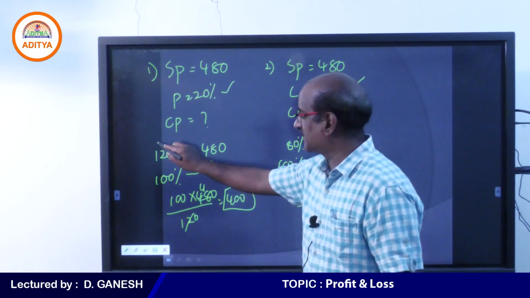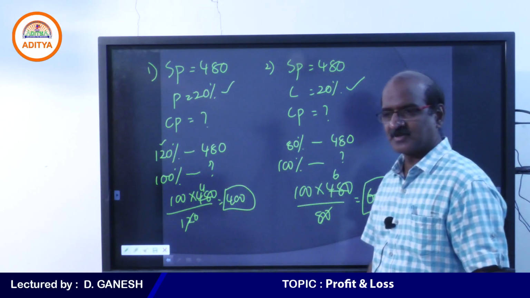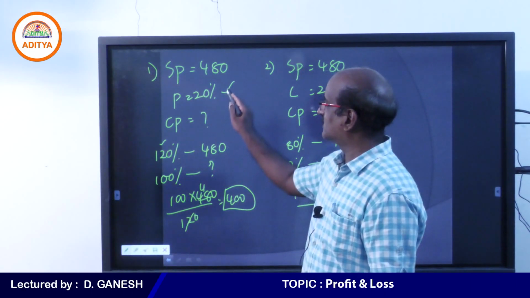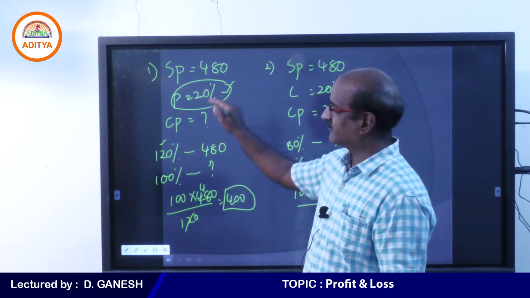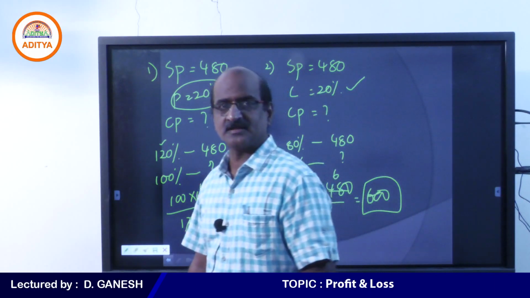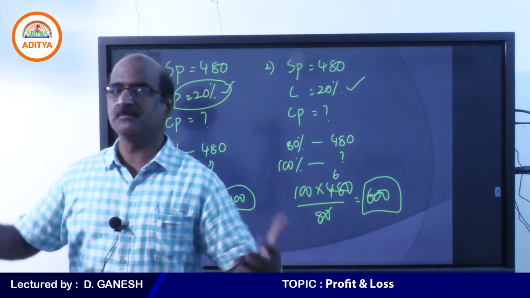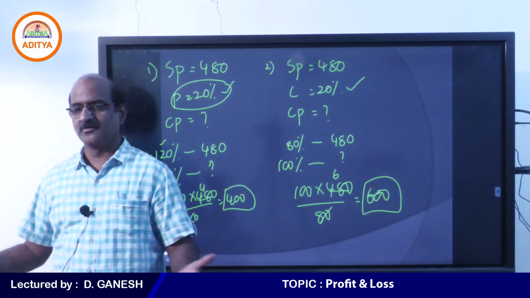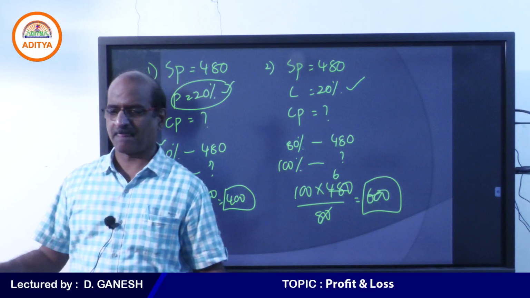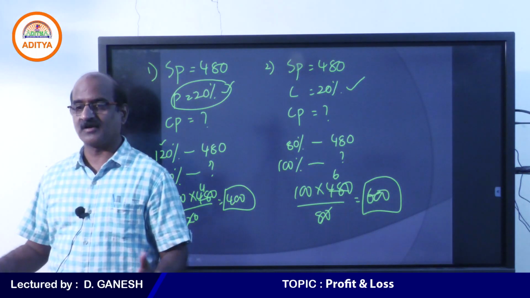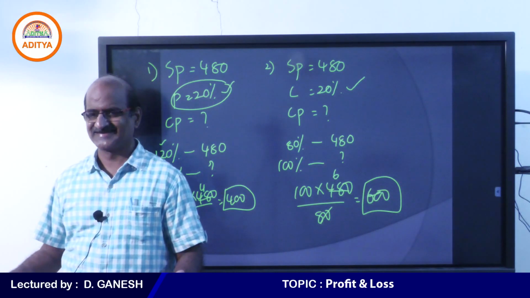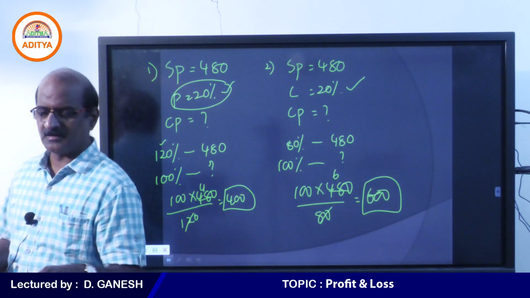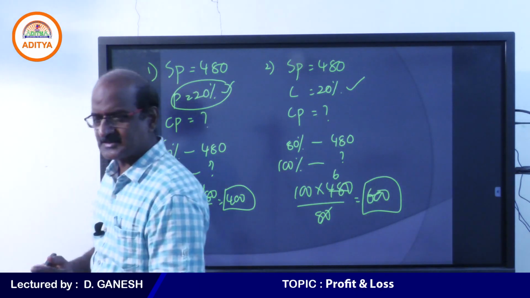Students, somebody is asking me why 120%? See, by selling an article, you get a profit of 20%. 20% profit in the sense you get your money back, plus you get a profit of 20%. So that is 120%. I hope you understand my point. So why 80%?